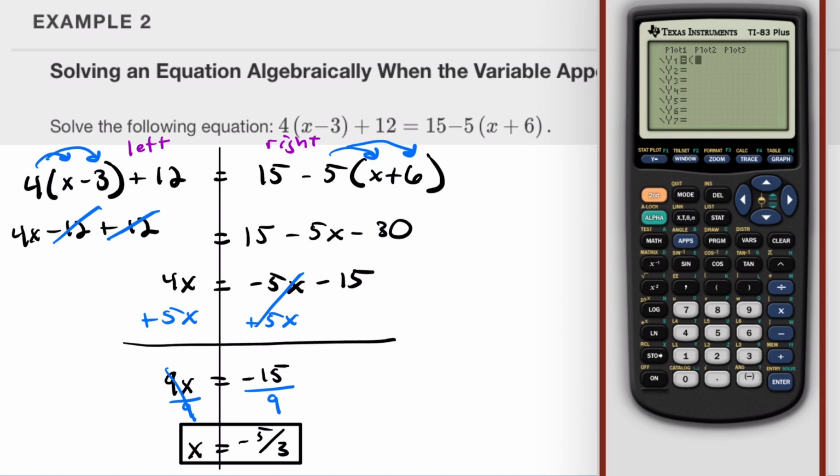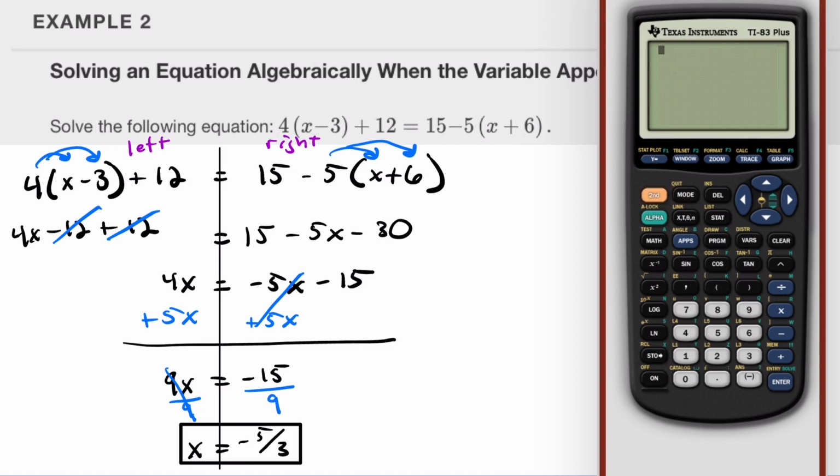All right? So we're going to say 4 parentheses x minus 3 plus 12. Now, I put the whole left side in parentheses, all right? That's not as crucial as this other one. I'm going to say minus, and I want to put the whole right-hand side in parentheses. So I'm going to say 15 minus 5 parentheses, x plus 6. Okay? You've got to make sure to close off your parentheses properly.